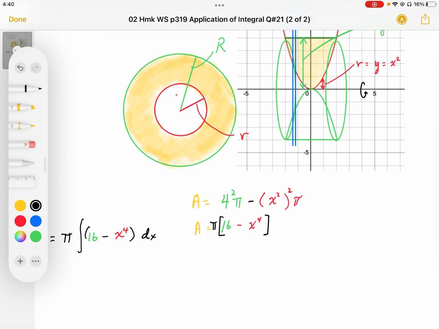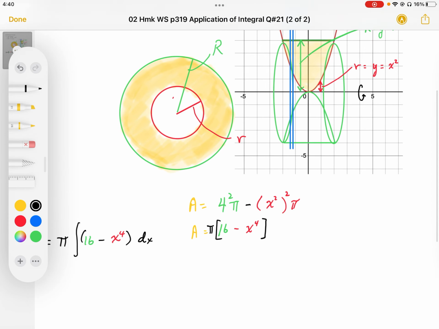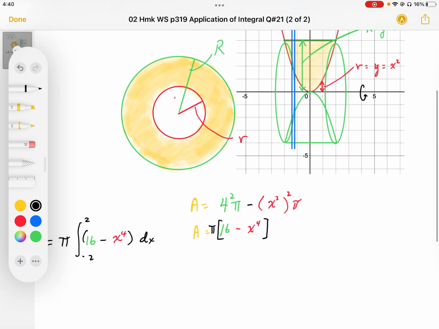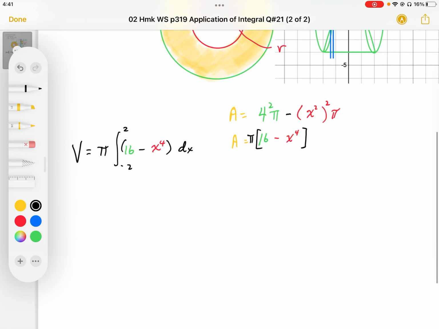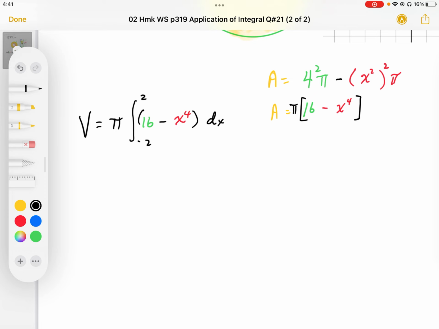And I'm going to integrate this along the x-axis. My intersection values are -2 to +2. So there is my expression that will calculate the volume of this three-dimensional object. So I'm going to anti-differentiate this. So I end up with 16x minus x to the power 5 over 5, and integrating this from -2 to +2.